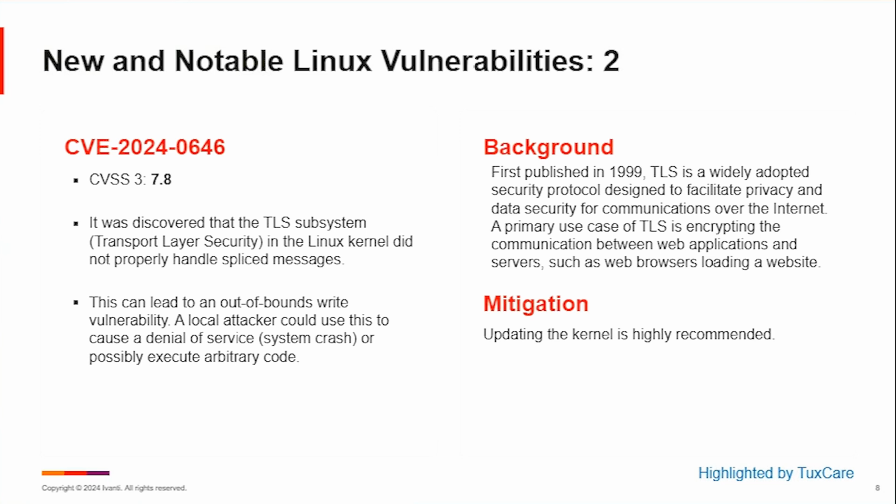The next CVE that was brought up is CVE-2024-0646, with a CVSS score of 7.8. It's a vulnerability in the TLS subsystem in the Linux kernel where it does not properly handle splice messages. So in this case, updating the kernel is the method to make sure that you've got that resolved. Again, there may have been updates available for some time, but in the Linux world, each of these distros may update at different periods of time. So they're basically just reminding people to continue to get this one resolved.